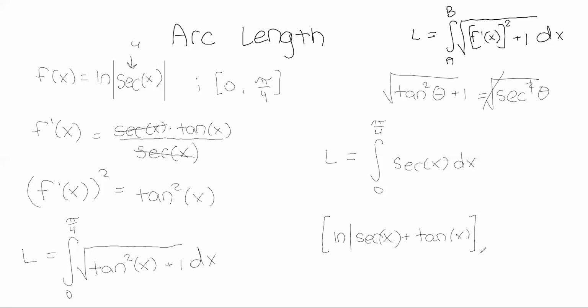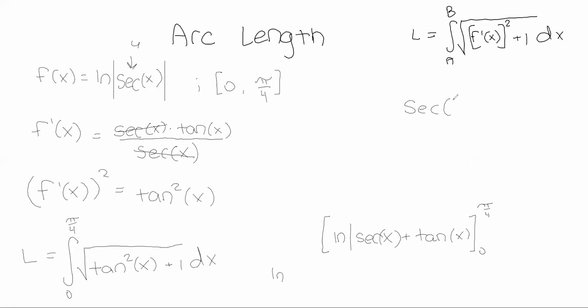And then we are going from 0 all the way up to pi over 4. So let's go ahead and plug these values in. So we have natural log of secant of pi over 4. Let's just write this off to the side of the page, to figure out what these values are actually going to be.